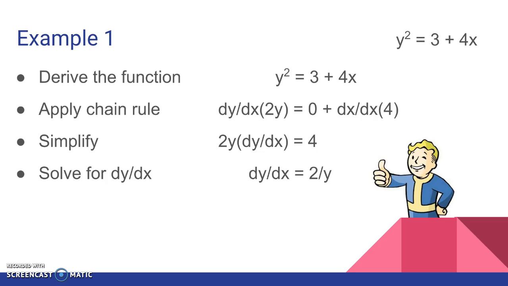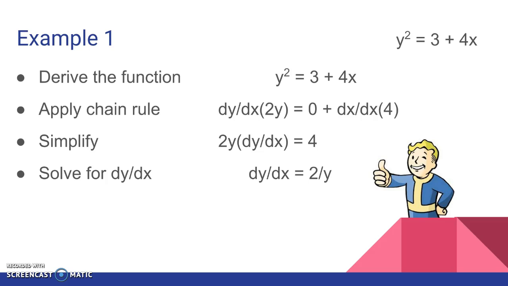So the first example, y squared equals 3 plus 4x. Now, you would derive the function at first. So, y squared equals 3 plus 4x will become dy over dx times 2y is equal to 0 plus dx over dx times 4, which is the derivative of 4x. Now you simplify that equation and you end up with 2y times dy over dx, which is like y prime, is equal to 4. You isolate dy over dx, and you basically get dy over dx is equal to 2 over y. Well, that was pretty simple.